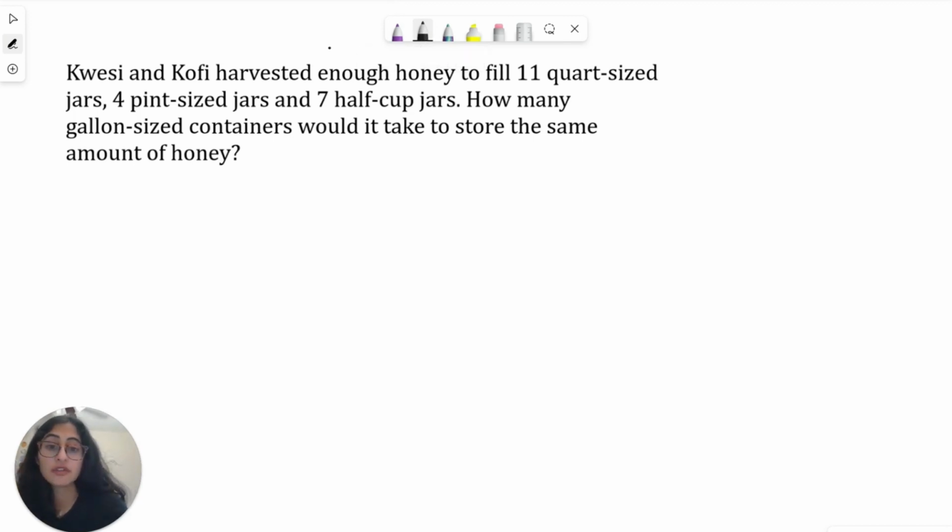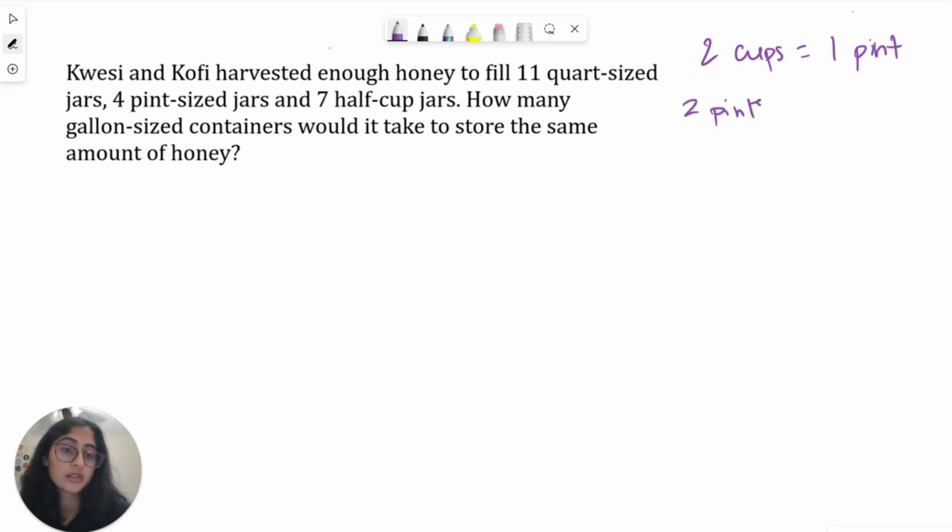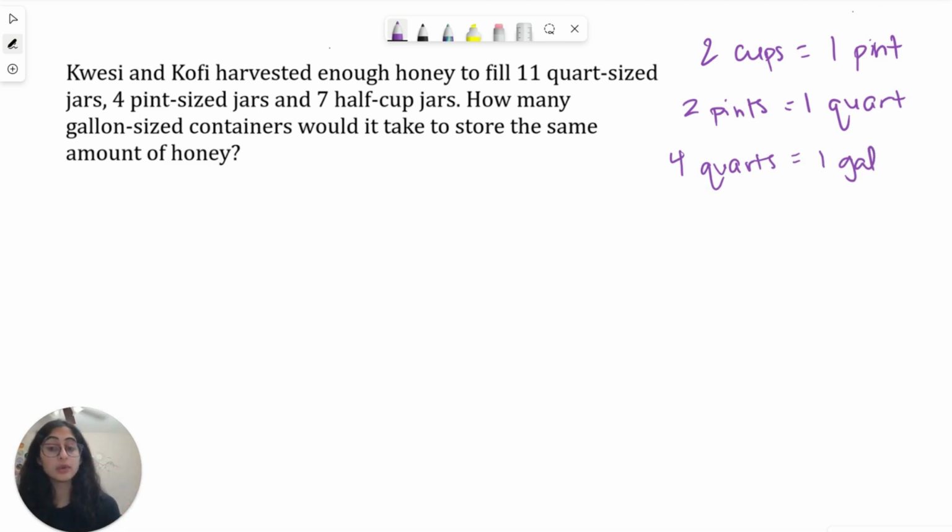Okay, so first off, what are the conversion factors that will allow us to change from quarts to gallons, pints to gallons, or half cups to gallons? Well, here are the basics you need to know. 2 cups equals 1 pint. 2 pints equals 1 quart. And 4 quarts, you can kind of guess from the name, equals 1 gallon. So this is really all we need to solve our problem.